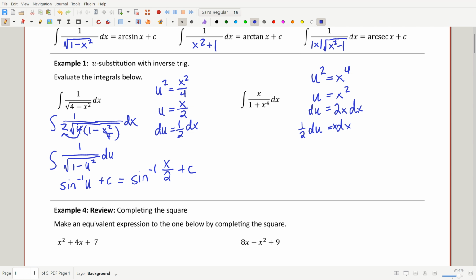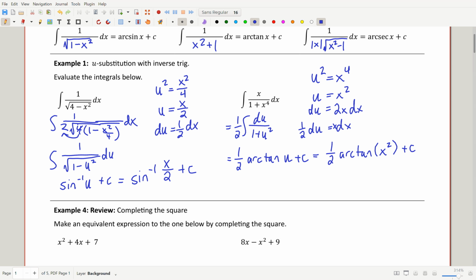All right, so it looks like this is equal to 1/2, x dx is my 1/2 du, and x to the 4th is u squared. So my integral is just 1/2 of arctan, which is 1/2 of arctan of x squared, plus c, of course.